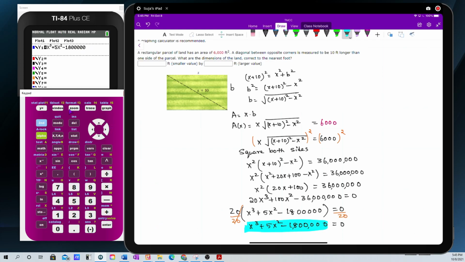Now I know for sure I can keep my window x minimum 0 and y minimum 0 because I'm looking only at quadrant 1. And now for the x maximum and y maximum, I'm just going to keep 20. I may not see the graph, but I'm going to start at 20. I'm going to hit graph.